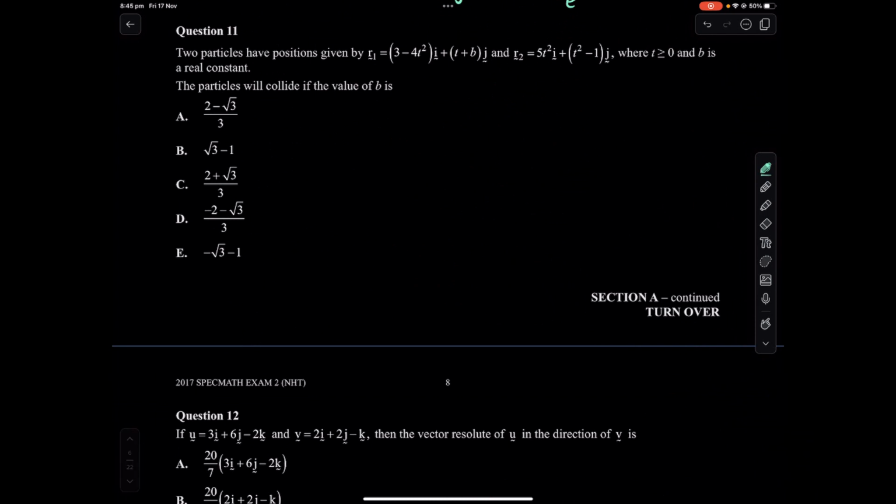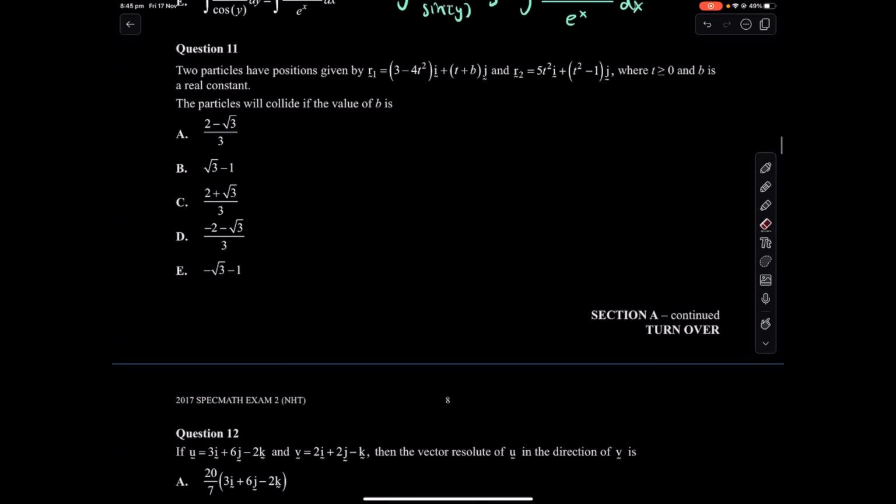Okay, that's good. 11. Two particles have positions this and that, where t is greater than or equal to 0, where b is a real constant, where particles will collide if the value of b is 1. So for a particle to collide, what we want is this x component to be equal to this x component, and this y component to be equal to this y component. So what I would just do here is use my CAS. I mean, that's the fastest possible way.